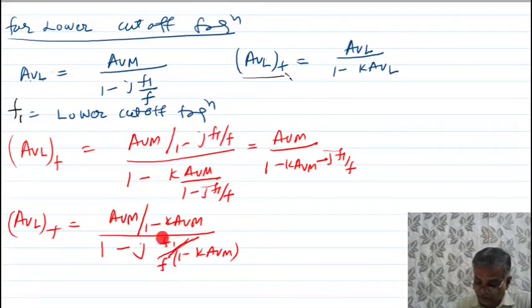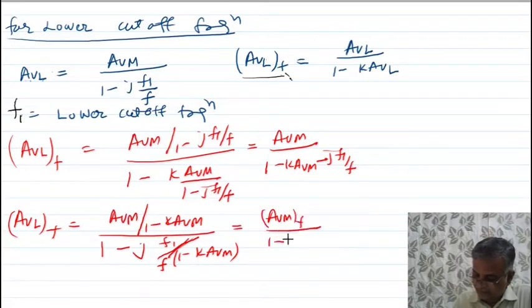So this term, f1 upon 1 minus K AVM, I am writing as f1 dash. See, here I have divided by this equation. So this is nothing but AVMF upon 1 minus j f1 dash by f. So let me write again this equation.